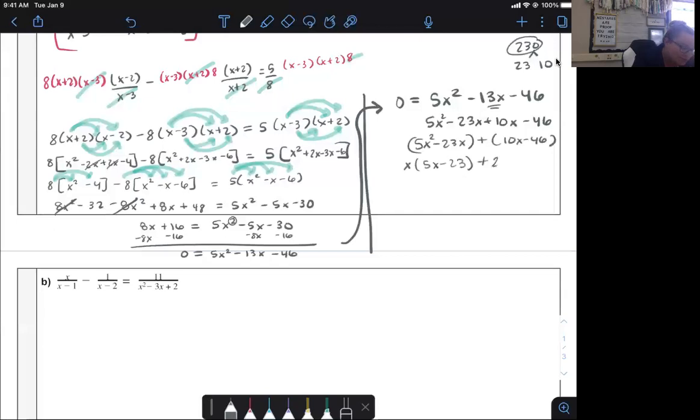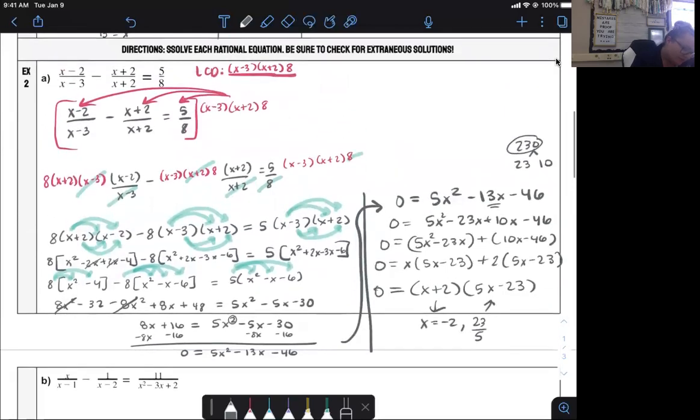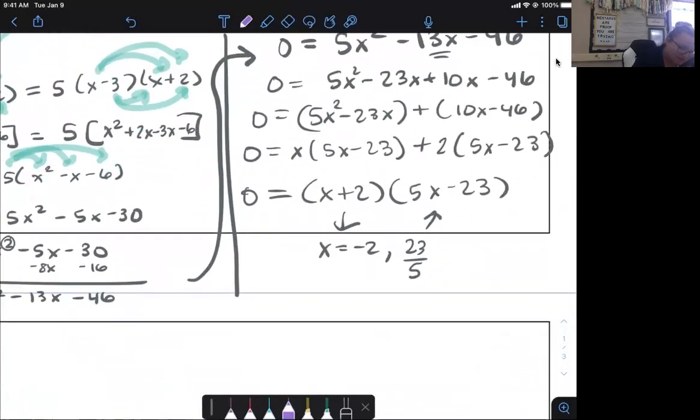I can factor out a 2. I'm going to end up with 5x minus 23. Ah, it is factorable. And I should have had equals 0 at each step. 0 is equal to (x plus 2) times (5x minus 23). So then I get x equals negative 2, and I get x equals 23 over 5. Well, if I look back at my original equation, x would not be allowed to be 3, and it wouldn't be allowed to be negative 2. Well, I got negative 2 as one of my answers.